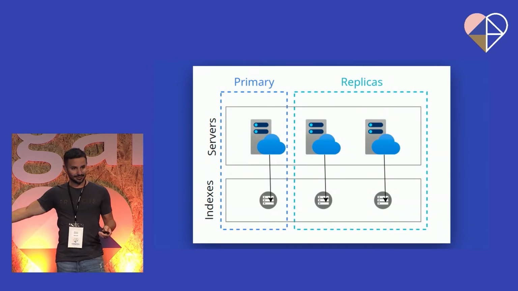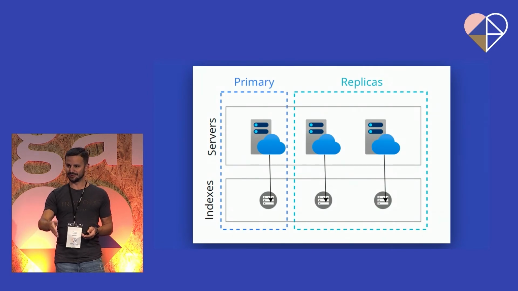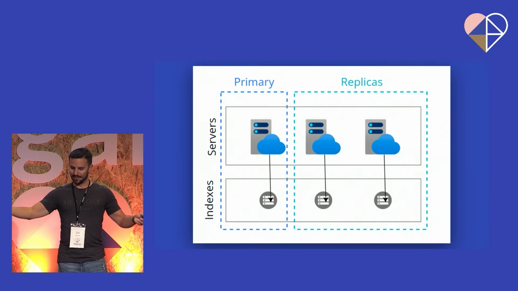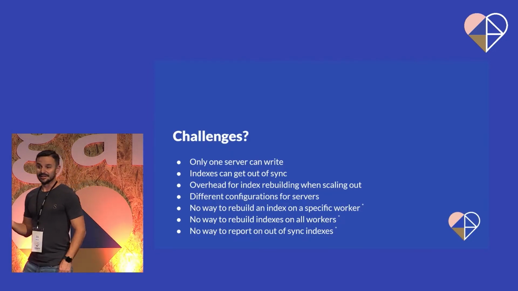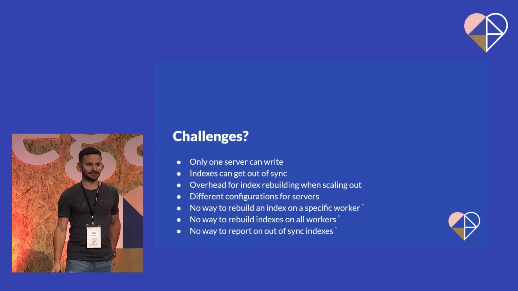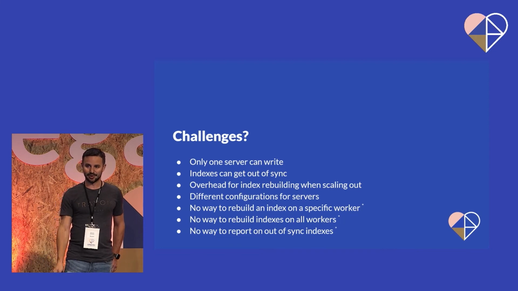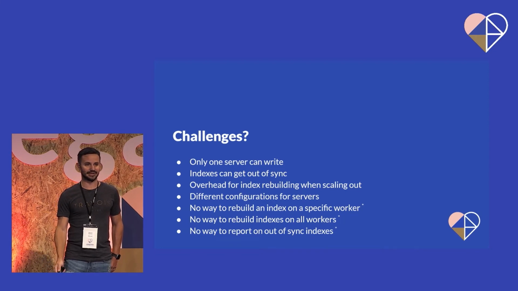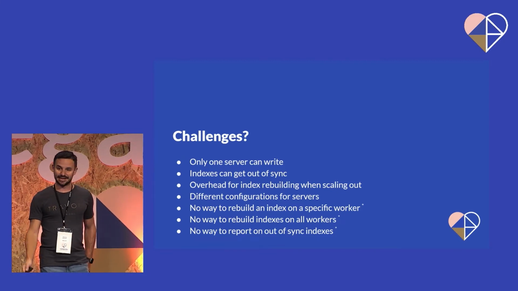If we scale out and we add another replica instance, the temp drive is going to be empty and it's going to rebuild its own index, right? So every single server, when you're load balancing, has its own local index. There's some challenges with that too. Namely, one server can only write. So this is predominantly why we have to have this primary server situation where you can't load balance your editor server. And indexes can get out of sync.